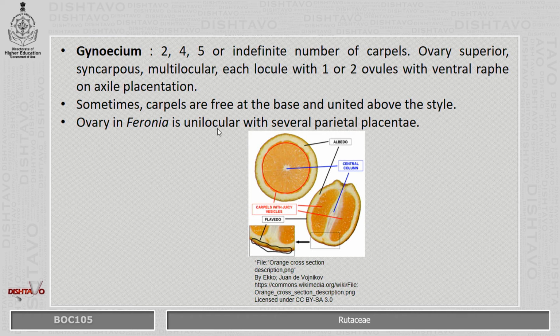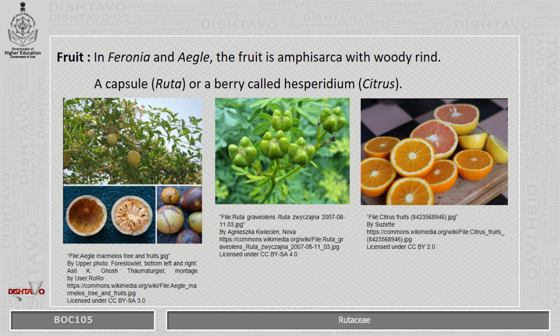Ovary in Feronia is unilocular with several parietal placentae. Coming to the fruit, in Feronia and Aegle, the fruit is an amphisarca with woody rind. In this case, you can see the Aegle marmelos tree and fruits. They have this woody rind. In case of Ruta graveolens, the fruit is known as a capsule. And in case of orange or citrus, the fruit is known as a berry, and this type of berry is called Hesperidium.